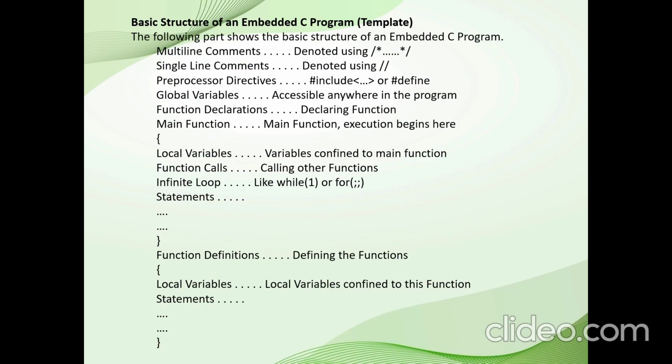The basic structure of an embedded C program template is here. The first lines are multiple line comments, then single line comments, preprocessor directives, global variables, and function declarations, and then the main function, where the execution begins. In the main function, there are local variables, function calls, and infinite loop statements. After closing the main function, we have to define the functions, and after that local variables, etc.